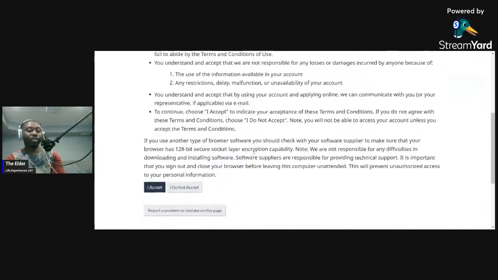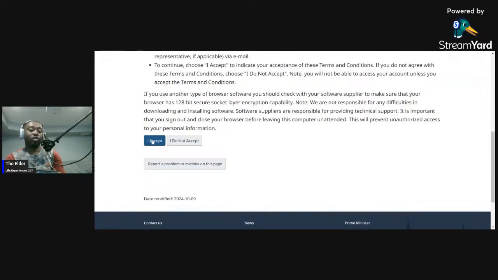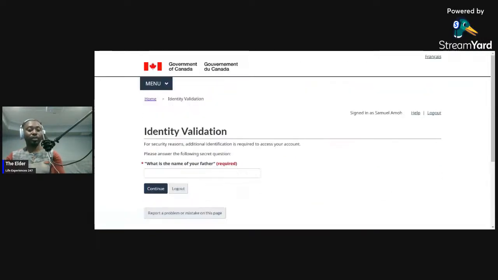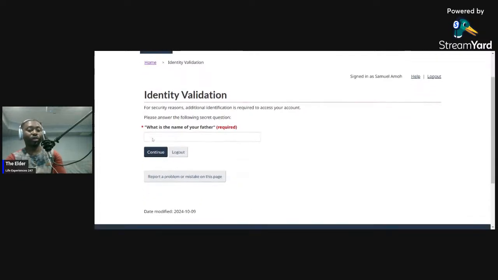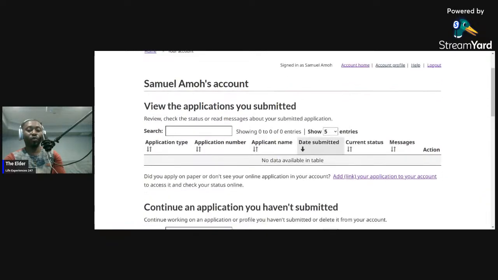And they take me through the terms and conditions. As I said, normally we don't like reading the terms and conditions, so we just go through it. What is the name of your father? This is something they normally ask you. They give you 5 questions and you provide answers for them. That is one way of them verifying that yes, this is the true owner of the account. So you answer this. Since I've already answered before, it just popped up. So continue, and then we are now in my account.